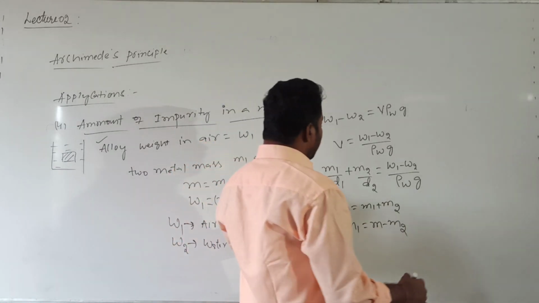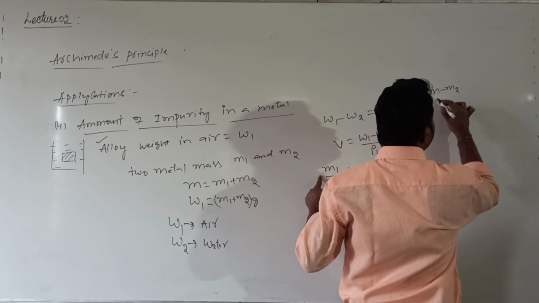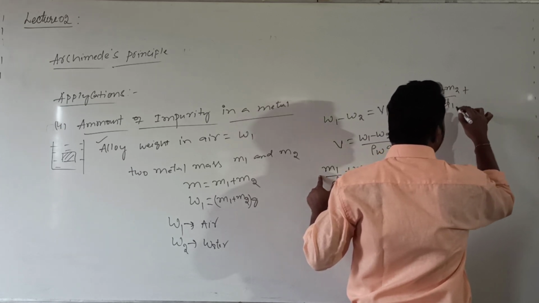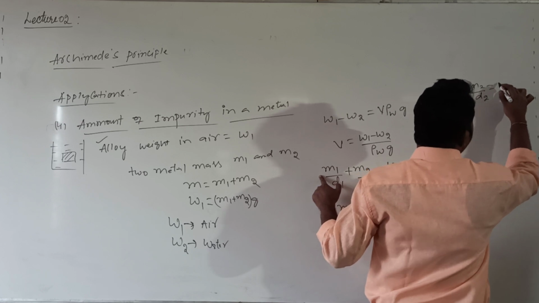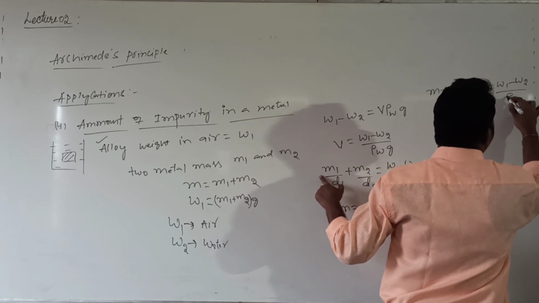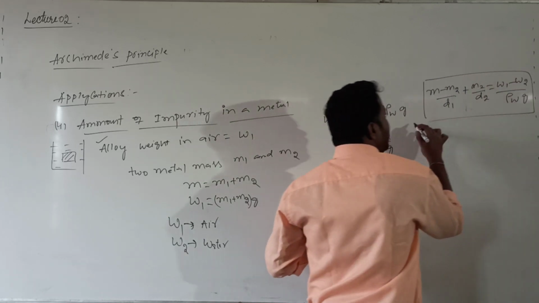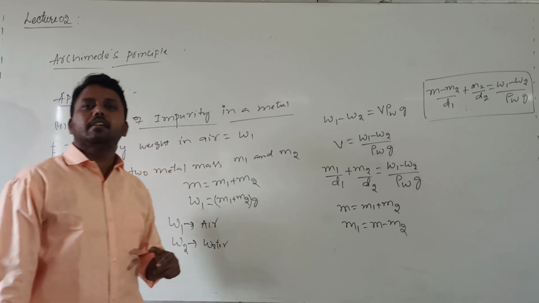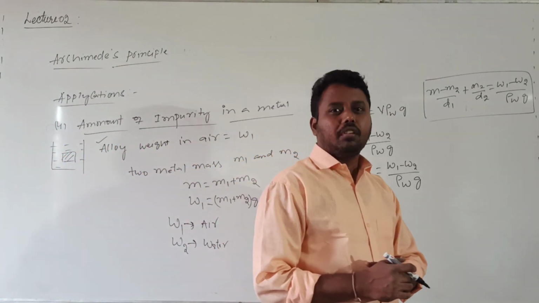If I substitute the M1 value here, what will I get? (M minus M2) by D plus D1, plus M2 by D2, will be equal to (W1 minus W2) divided by rho W into G. So use this formula to calculate M. What is M? M is the mass of the given alloy. That mass should be known.